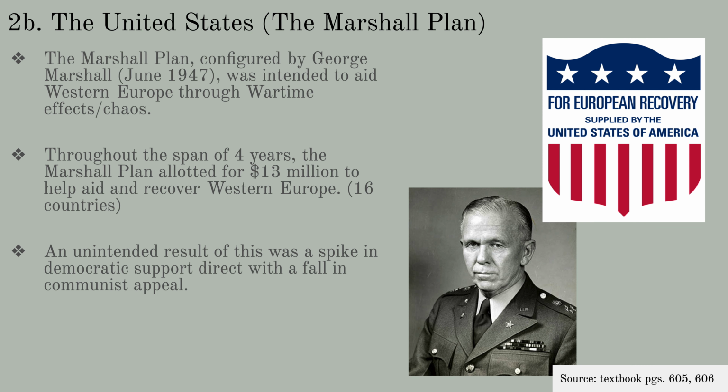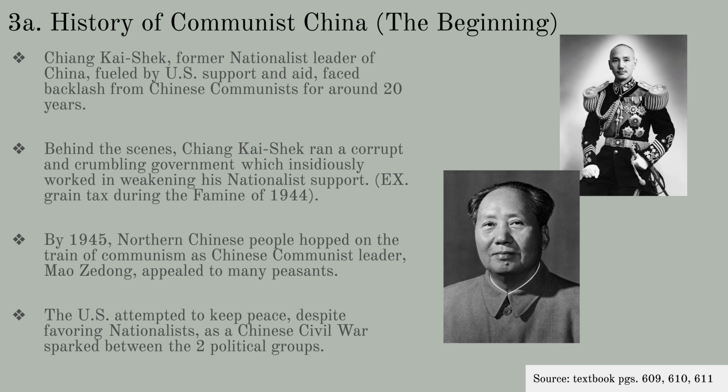2B, the United States and the Marshall Plan. The Marshall Plan was configured by George Marshall in June of 1947, and it was intended to aid Western Europe through wartime effects and chaos. Throughout the span of 4 years, the Marshall Plan allotted $13 million to help aid and recover Western Europe in 16 countries. An unintended result of this was a spike in democratic support with the fallen communist appeal. The picture on the bottom is George Marshall, and the picture on the top is somewhat of a logo for the Marshall Plan.